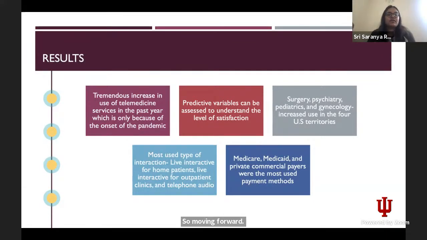So moving forward, some of the key insights were deduced from the analysis, and it was seen that there's a tremendous increase in the use of telemedicine in the past year. And there are many predictive variables which can be assessed to understand the level of satisfaction. Some of the variables include perceived ease of use, the attitude of the physician towards the use of telemedicine, what is his or her behavioral intention of using it, and how he or she sees it as a benefit to the patient. And also surgery, psychiatry, pediatrics, and gynecology have been using it predominantly across the four regions. And the most used types of interactions were the live interactive for home patients, live interactive for outpatient clinics, and the telephone audio.